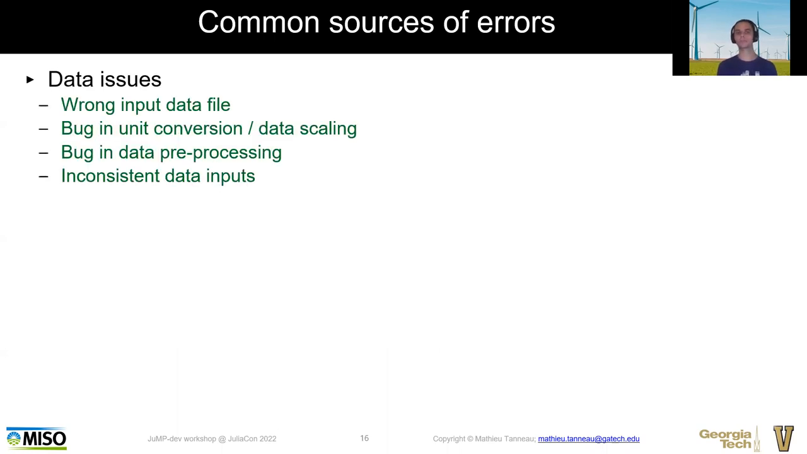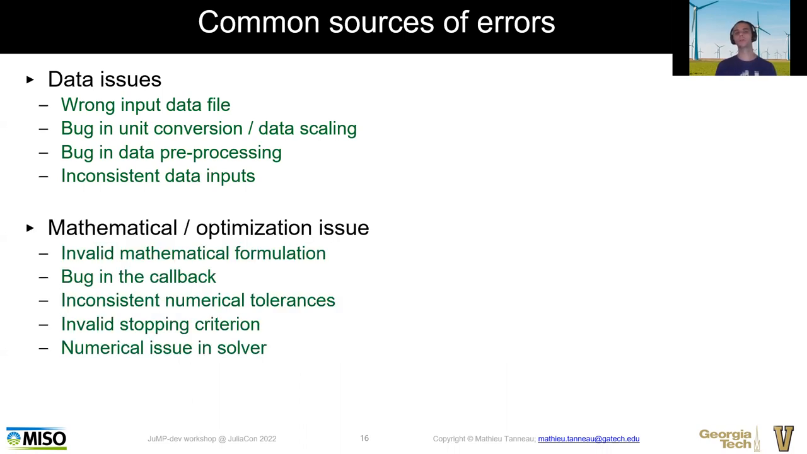So we have errors from data inputs. Maybe we're reading the wrong file, or we're making a mistake when we're pre-processing the data. Maybe we have issues in the mathematical formulation. That's just the math is not correct. There's no bug in the code, everything runs smoothly. You have an input, you have an output. But again, the numerical result is incorrect because of invalid mathematical terms in the optimization problem.